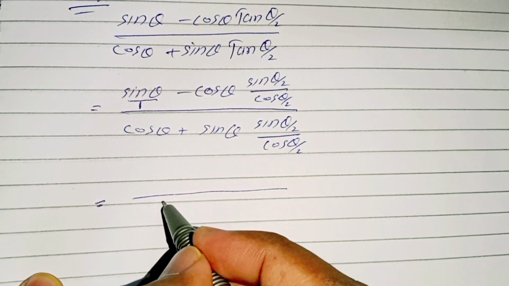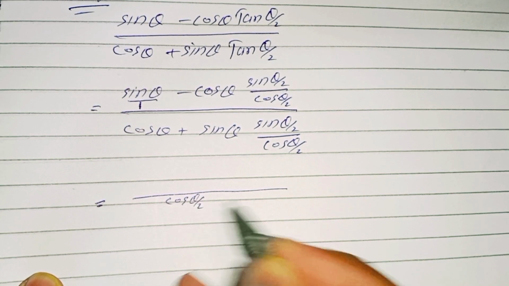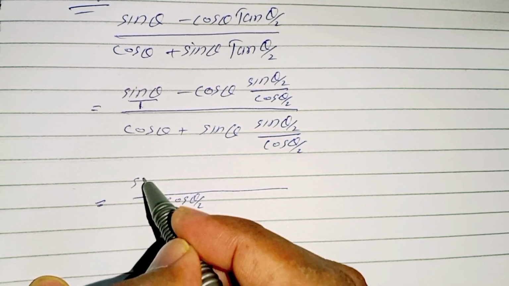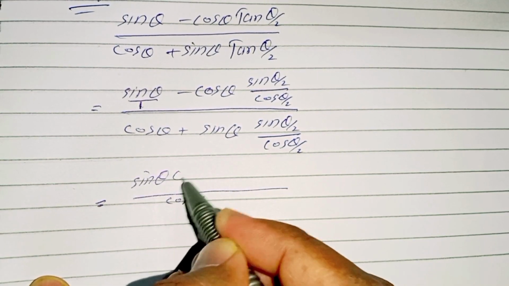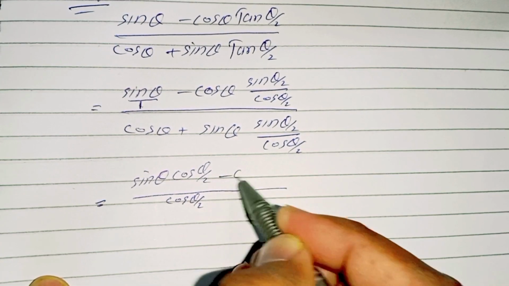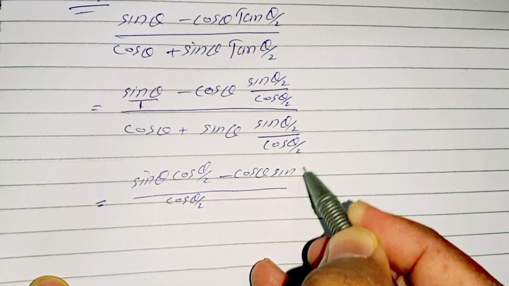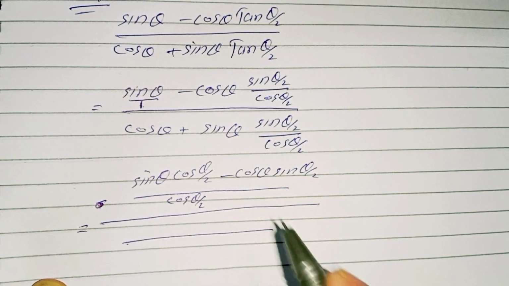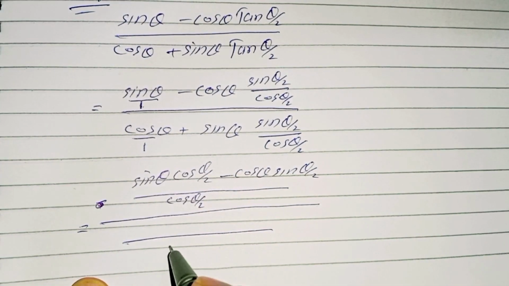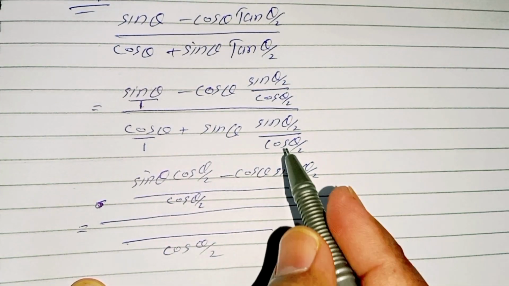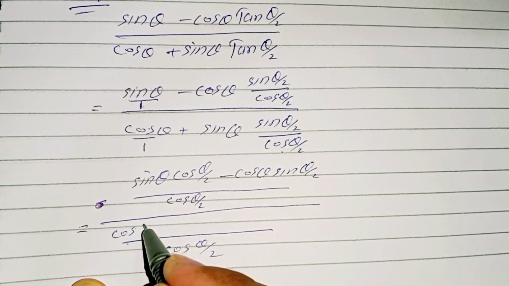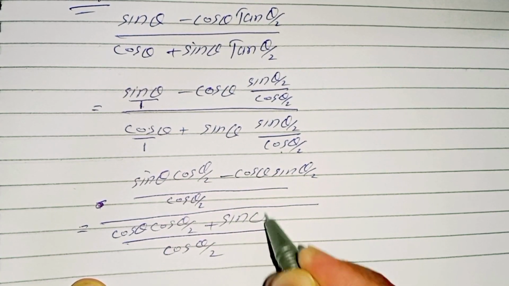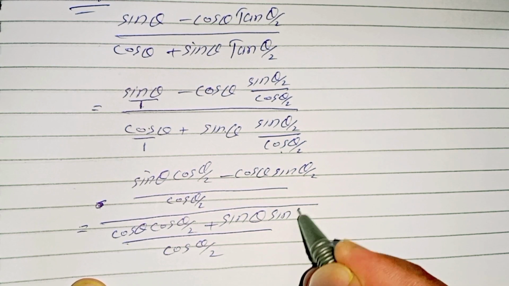we have cos theta by 2. LCM of cos theta by 2 and 1. Cos theta by 2 is multiplied by sin theta. We have sin theta multiplied by cos theta by 2 minus cos theta multiplied by sin theta by 2. Similarly, in the denominator, LCM of 1 and cos theta by 2 is also cos theta by 2. Cos theta by 2 multiplied by cos theta, we have cos theta by 2 plus sin theta multiplied by sin theta by 2.